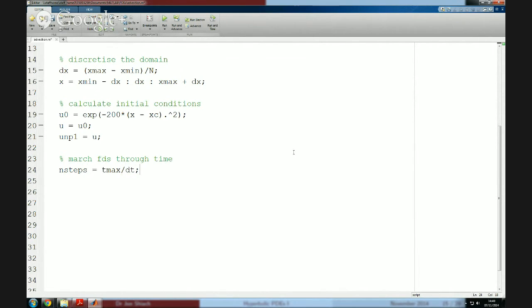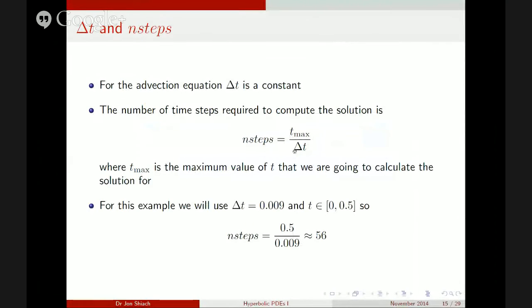What I'm going to do here is I'm also going to use the ceiling function. That means it rounds it up to the nearest integer. So n steps would, I think, be 56 or 55. Yeah, in this case, n steps is something like 55.5. I round it up to the next integer just so I do a full step.